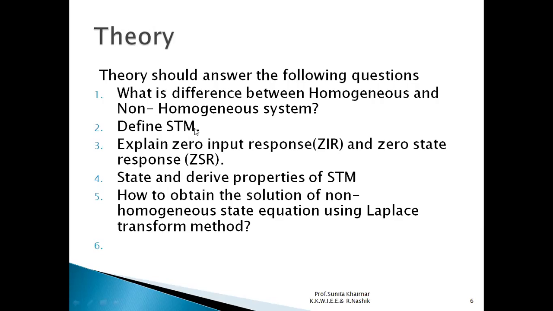So what is STM? This is a state transition matrix which is used to transfer the state of the system from the initial state to any final state using a suitable vector. Then we have to learn some properties of STM. STM is denoted by the symbol phi of t or e raised to At because it is the exponential matrix, and we will obtain the solution of non-homogeneous as well as homogeneous systems. But here we have to obtain STM using the Laplace transform method.